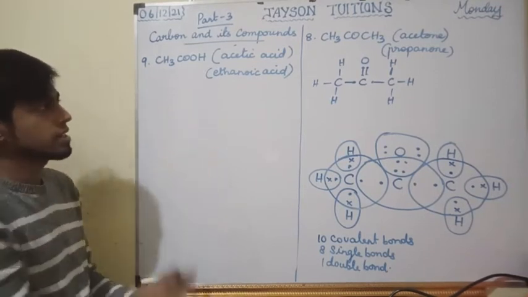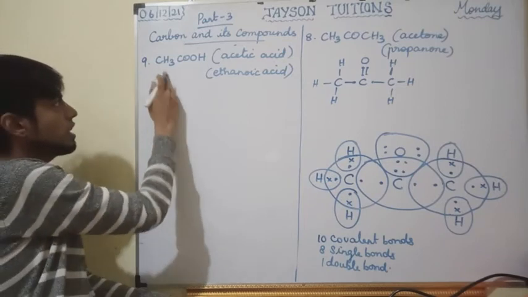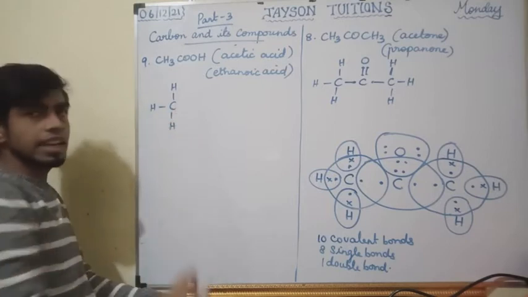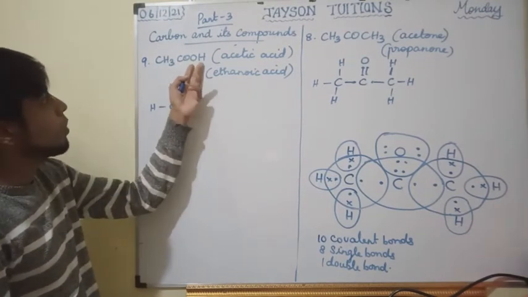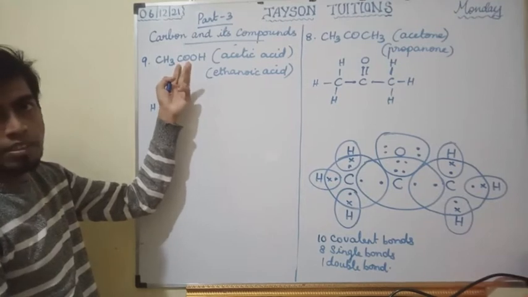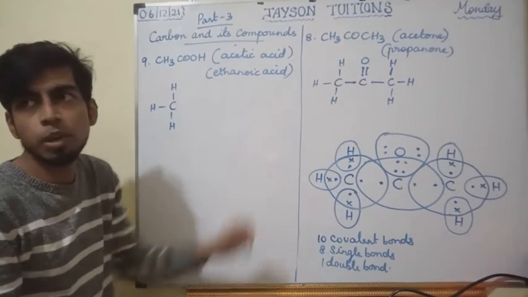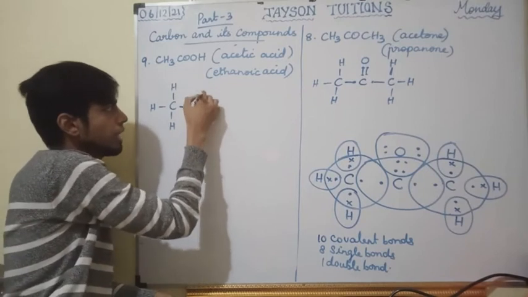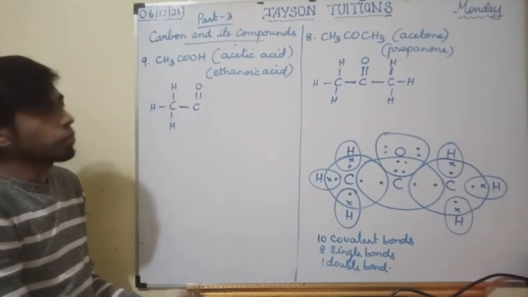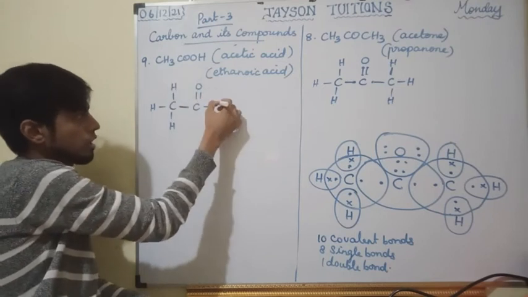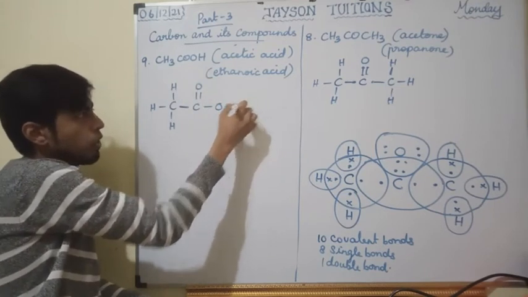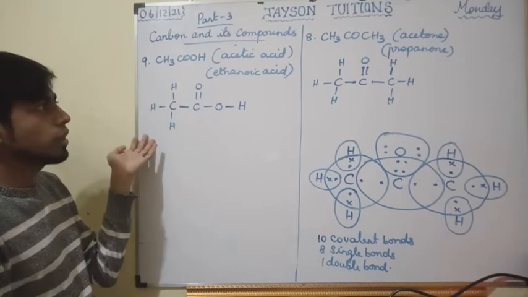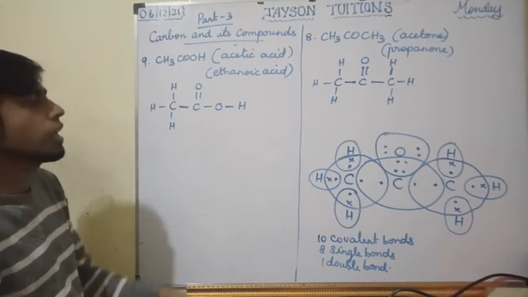So first let us draw the structure of this. So CH3, you know CH3 how it will be connected. So it will be like this. So CH3, COOH, CO means I told you how it will be connected. C double bond O. And again one single bond, then oxygen, then again one single bond, hydrogen. So this is the structure for acetic acid or ethanoic acid. So now you can pause the video and try this. Okay, the electron dot structure.